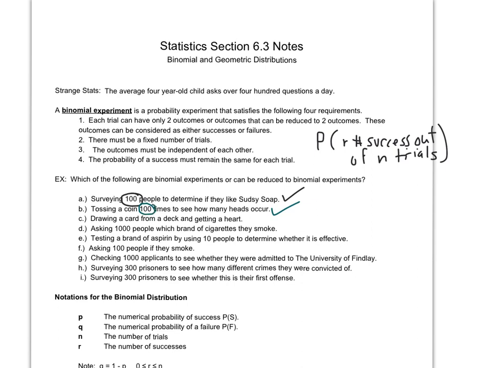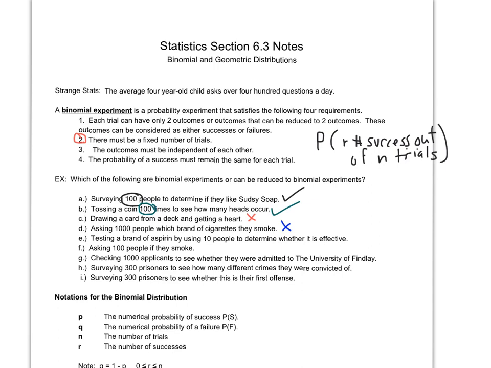Drawing a card from a deck and getting a heart. Now this is not binomial. Now it is 2 things. It's either a heart or not a heart, but the problem is we're drawing until we get one, so it's not a fixed number of trials as we said in number 2 up here. So you have to have a fixed number of people to ask if it's going to be binomial. Okay, D says asking 1,000 people which brand of cigarettes they smoke. Well, that would not be binomial because there are more than 2 outcomes for what brands of cigarettes they smoke.